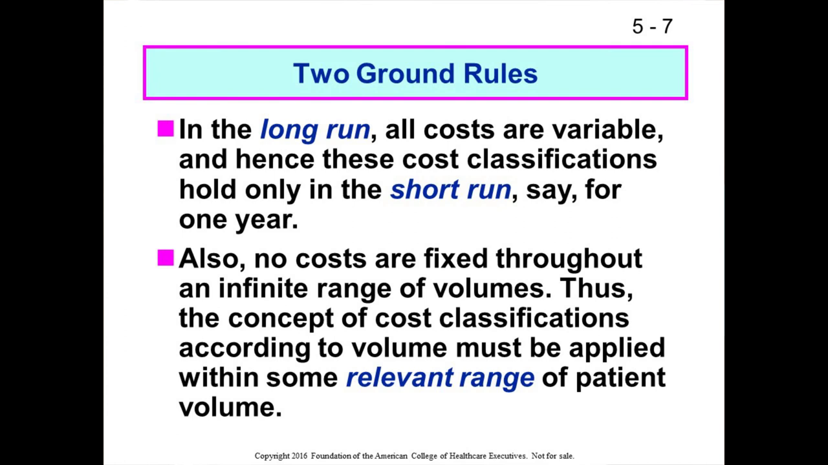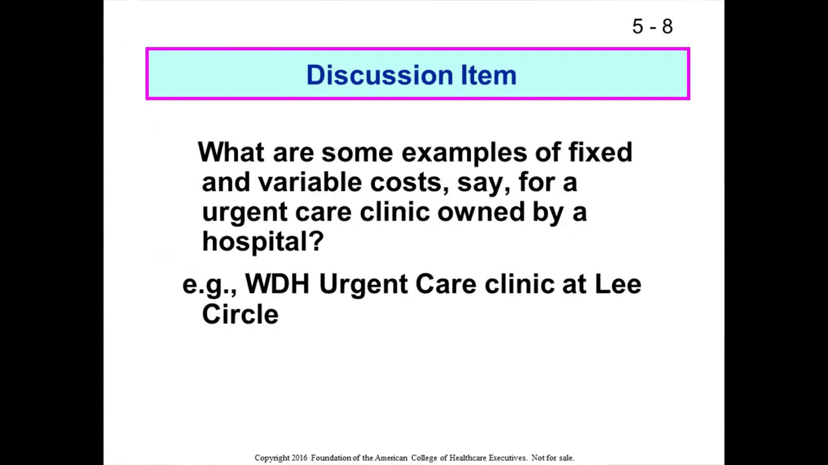So an example question here. What are some examples of fixed and variable costs, say for an urgent care clinic owned by a hospital? The example I like to use here in Durham is the Wentworth Douglas Urgent Care Clinic in Lee Circle, which I've taken my kid to a bunch of times. So maybe think about the list that you started to put together at the beginning of this lecture, and look at the costs that you wrote down and think about which costs would be variable, meaning they're linked to changes in volume that the clinic has.